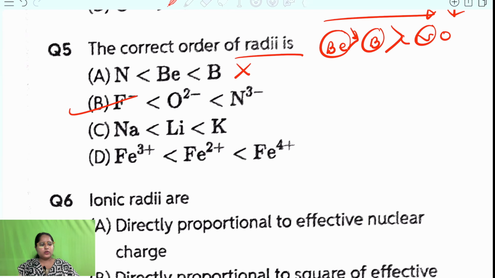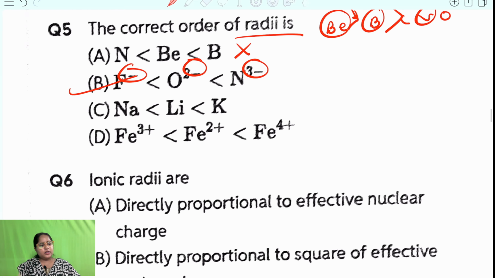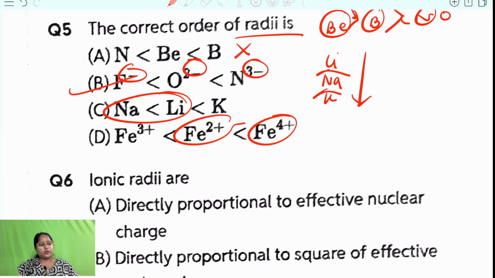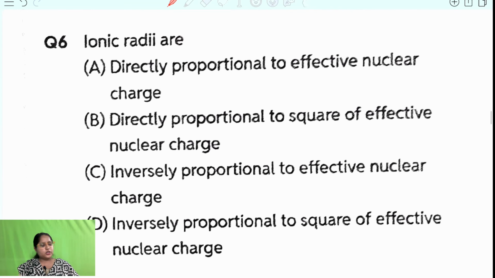Yes, it is right only. More negative, more is the size. Next, lithium, potassium, sodium. So lithium, sodium, potassium: down the group size increases. So potassium will be more than sodium. So here it is wrong. Then again plus 2, plus 4, 11. So understood? Question number 6.